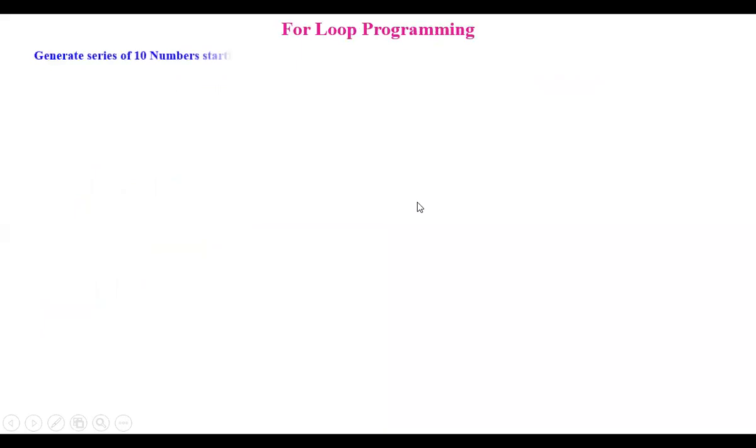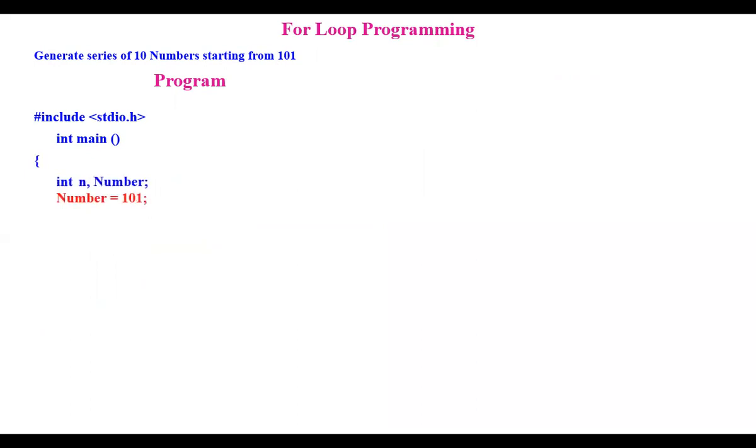Okay. So coming to the for looping, it generates a series of 10 numbers starting from 101. Let us see how it is written. Suppose I want to print 10 numbers starting from 101. So initially, I have given the first number 101 here. Okay, number is initialized with 101.